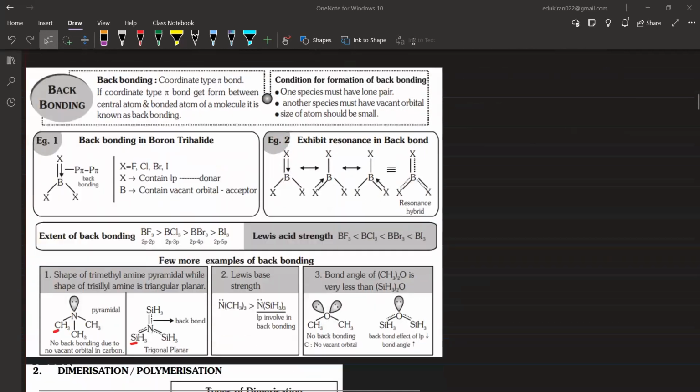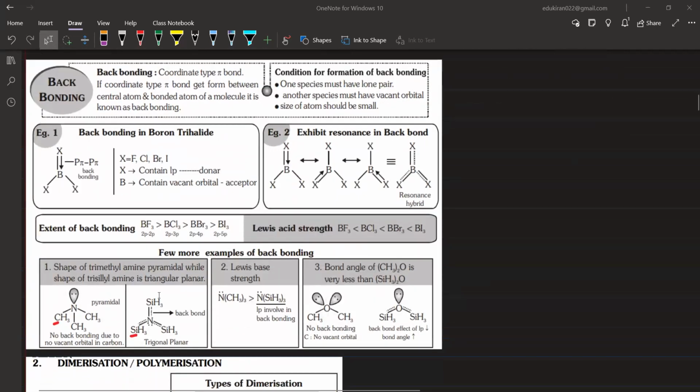Moving on, back bonding. Please see, first of all, what is back bonding? Back bonding is a type of coordinate bond. And in order to make a coordinate bond, there are two things that you require. You require an atom which has a lone pair of electrons, and another atom which has a vacant orbital, so that the electrons can move. This can give electrons to the vacant orbital. So that is a condition in back bonding also.